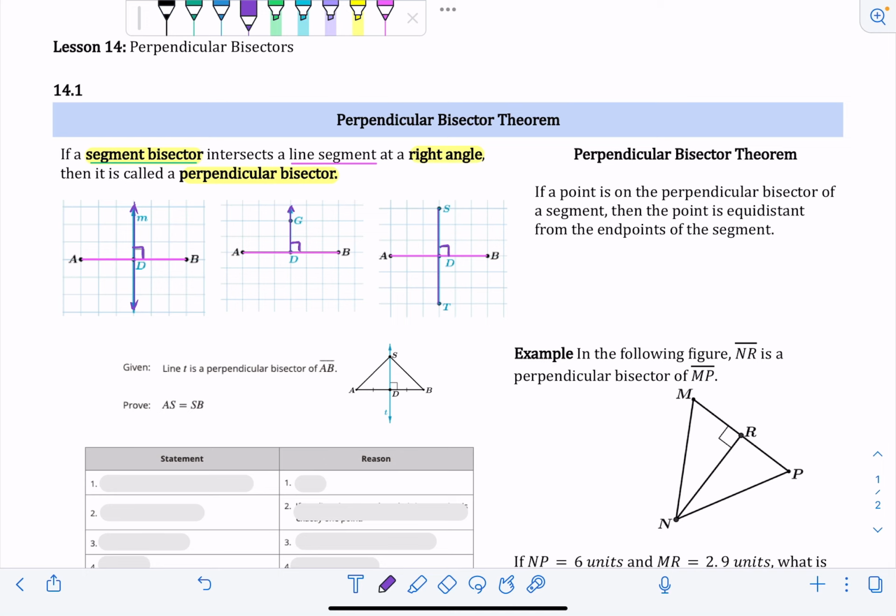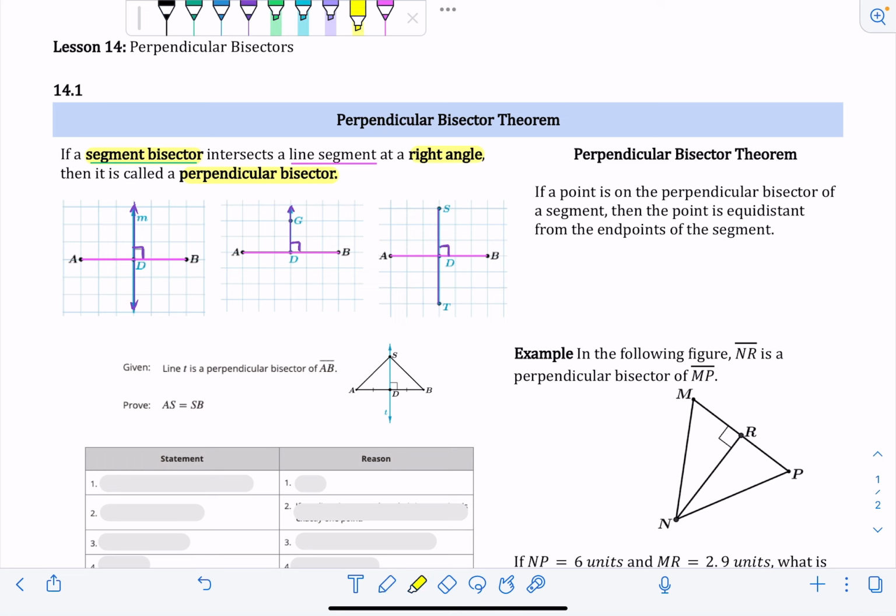So it's a bisector that is cutting a segment in half and creating a right angle while doing so. So we call it a perpendicular bisector. Because that's what perpendicular lines are. They're like two lines that intersect and create right angles.